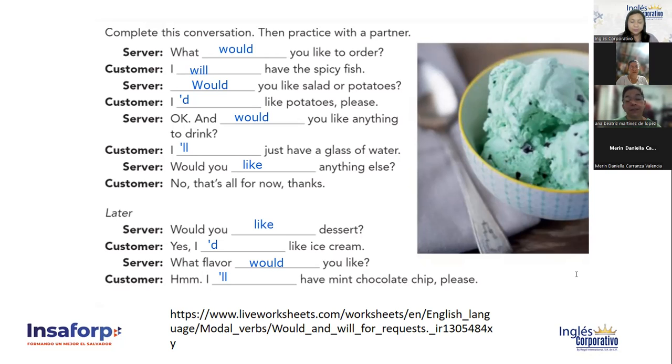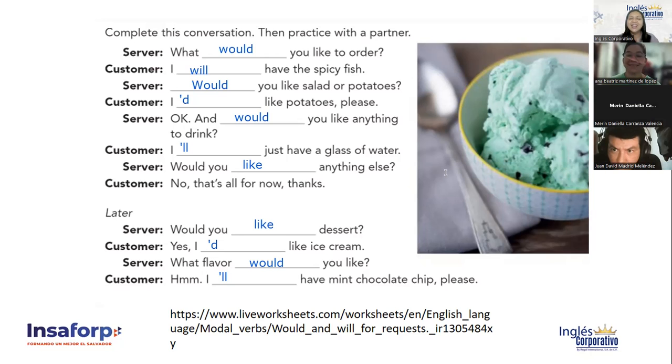Would you like dessert? Yes, I like ice cream. What flavor would you like? I'll have mint chocolate chip, please.